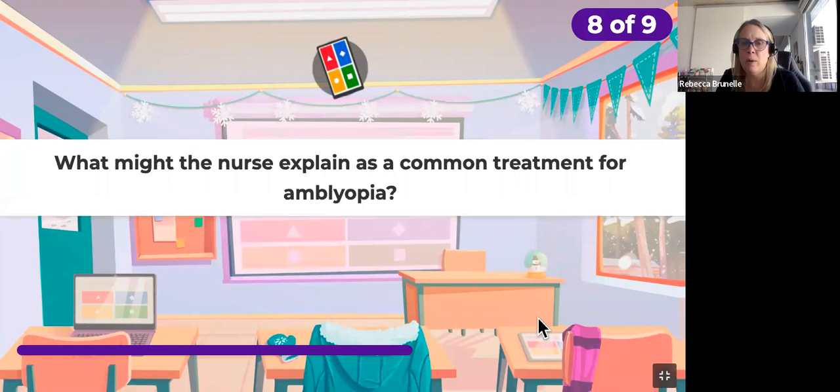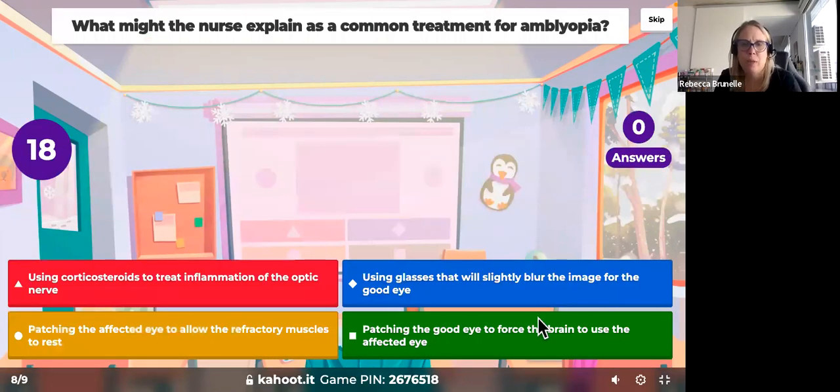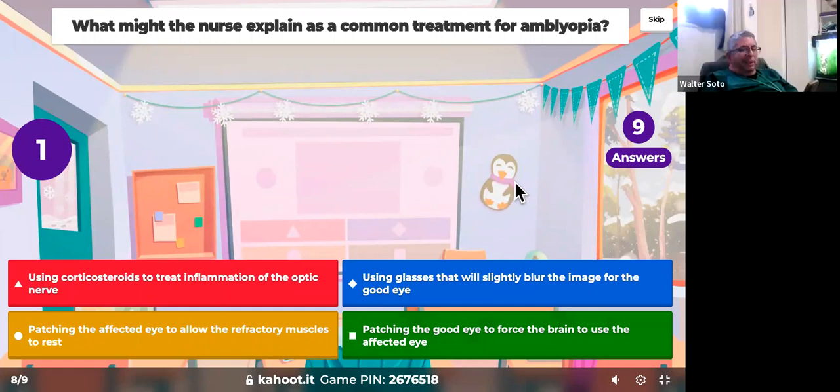So what might the nurse explain as a common treatment for amblyopia? Using corticosteroids to treat inflammation of the optic nerve, patching the affected eye to allow the refractory muscles to rest, using glasses to blur the image of the good eye, or patching the good eye to force the brain to use the affected eye.